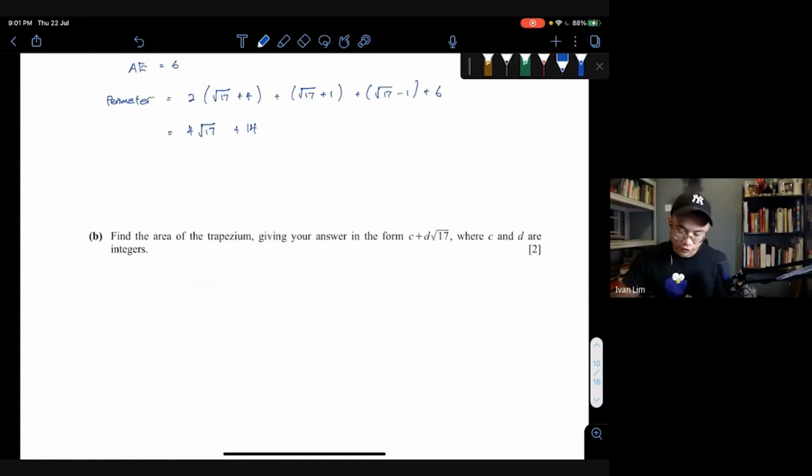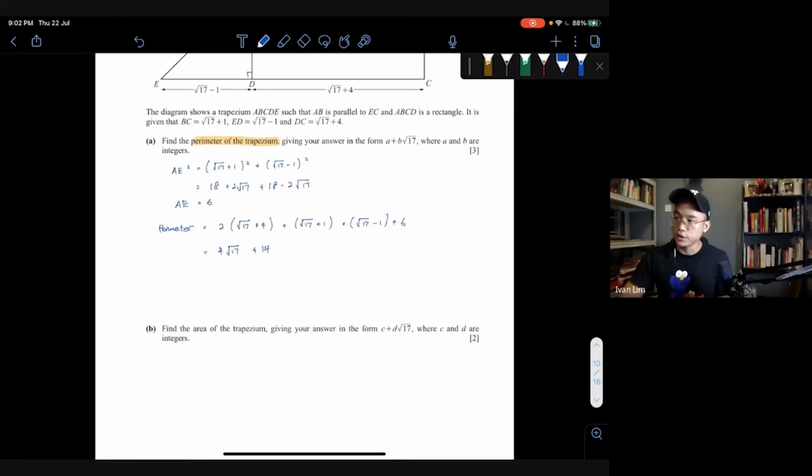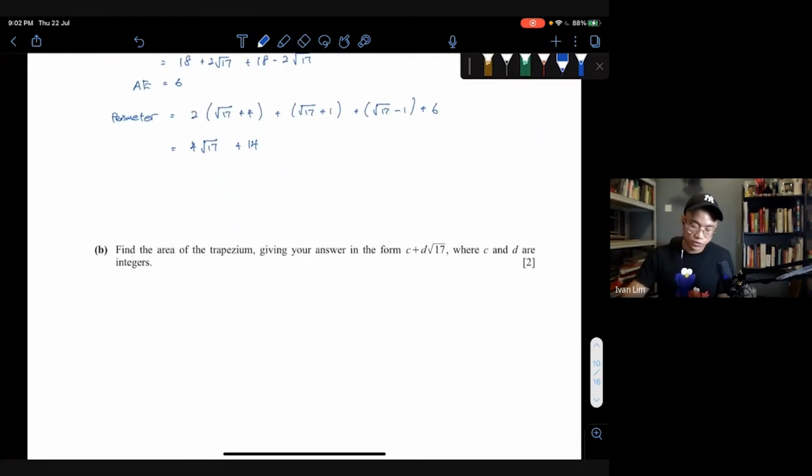Then find the area of the trapezium, giving an answer in the form C plus D root 17, where C and D are integers. Okay, so we can just use the formula of a trapezium: half times A plus B times height. So the area equals half times (2 root 17 plus 3 plus root 17 plus 4), so this is your parallel sides, times (root 17 plus 1).